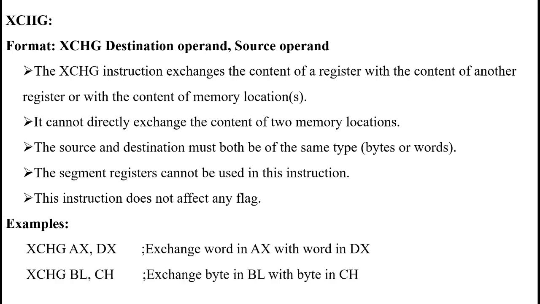Another example, exchange BL comma CL. Here both are registers. So whatever data is available in CL goes to BL, and whatever data is available in BL goes to CL register after execution of this exchange instruction.